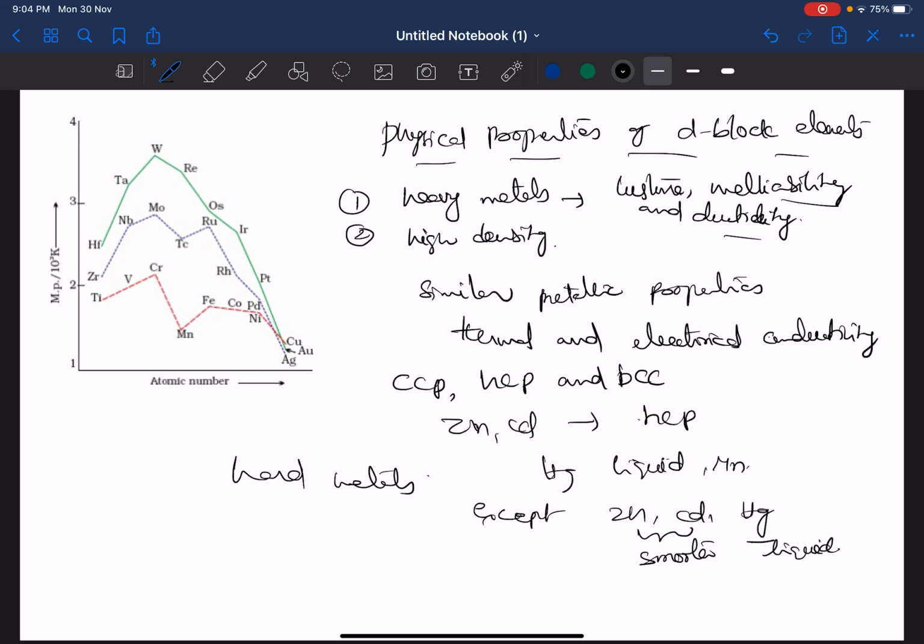And next one is they have high melting and boiling points and low volatility. What is the meaning of volatility? Volatility means the nature of vaporization. Low volatility means they do not get easily vaporized. So those are the main physical properties of the heavy metals. Here we have a graph, that we will show.